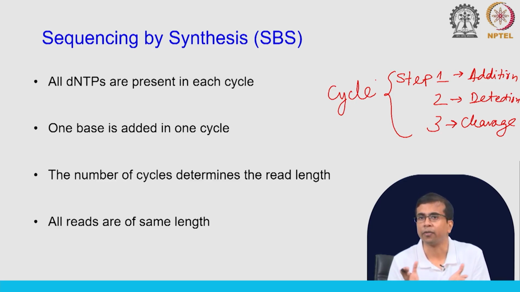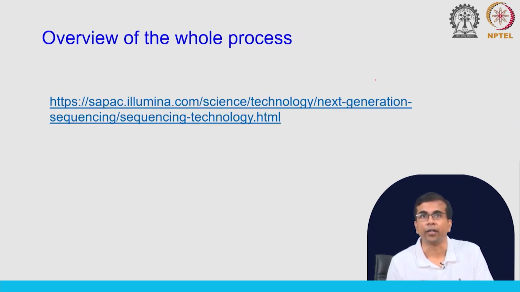So, in comparison, with Roche 454 you will get reads of varying lengths, again because in some cycles you might have, let us say, 10 A's added, and the next one you have 5 G's added, and this number is different for different fragments. So, you get reads of different lengths, but in Illumina you get reads of the same length. Okay. So, here is an overview of the whole process. There is a very nice animation of the whole process, starting from the library preparation, the cluster generation, bridge amplification, then the sequencing, and you will get a very nice idea about the whole process.